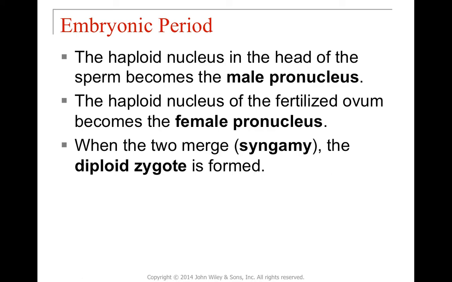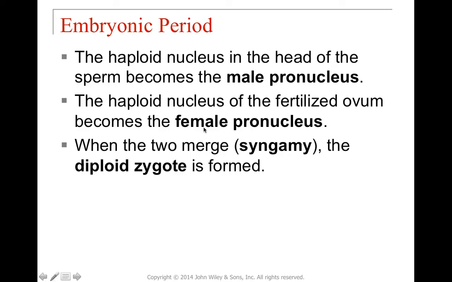So the head of the sperm has a nucleus inside of it. Remember, it's haploid. So unlike the rest of the cells in your body, your sperm and your egg only have one copy of each of the normal chromosomal pairs. So normally we have 46. Again, the sperm and the egg are going to have 23. That makes them haploid. And the haploid nucleus of the sperm and the egg are going to come together.